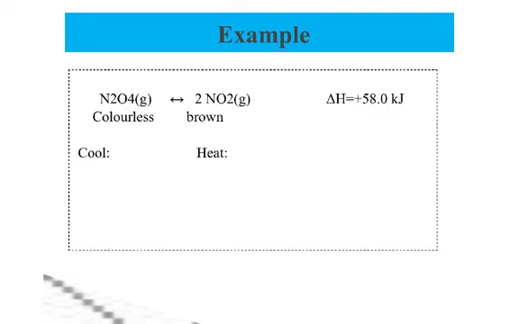So for instance, this example has N2O4 in equilibrium with 2NO2. We have a colorless solution on the left-hand side and a brown solution on the right-hand side. One of the videos I've posted for you will actually show you this, and we usually do this one in the classroom, so unfortunately you'll have to watch it by video.